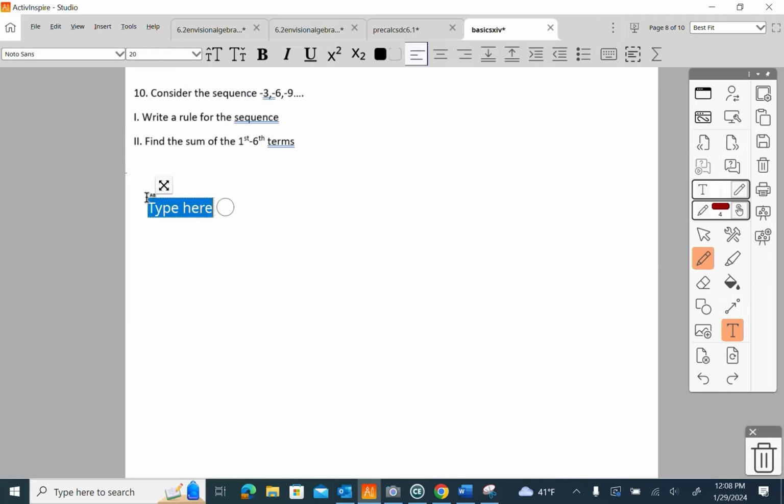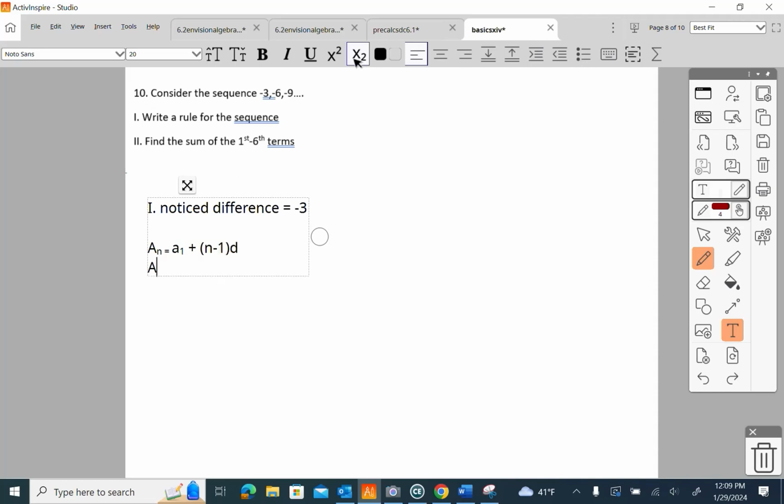Now, when I'm doing part 1, I noticed that the difference is equal to -3. Because I know if I take away -3 from -3, I get -6 and so forth, okay? I also know a formula, and this is what you have to memorize, that the nth term is the first term plus n minus 1 times d.